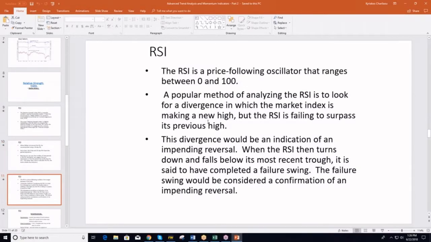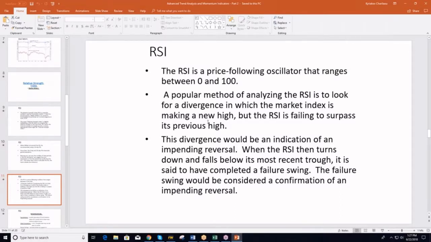The RSI is a price-following oscillator that ranges between 0 and 100. So as you can observe, RSI can never go negative because it's between 0 and 100.